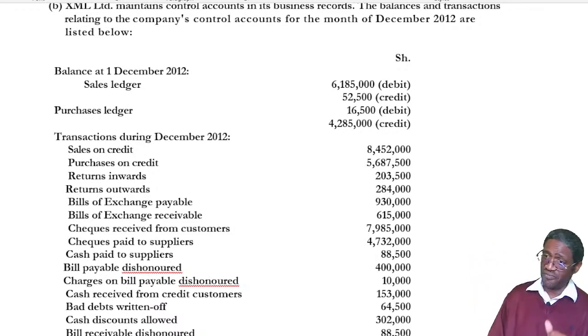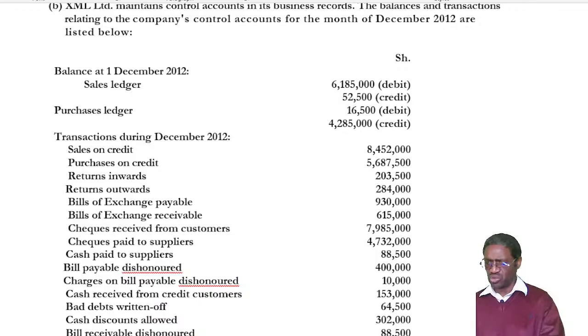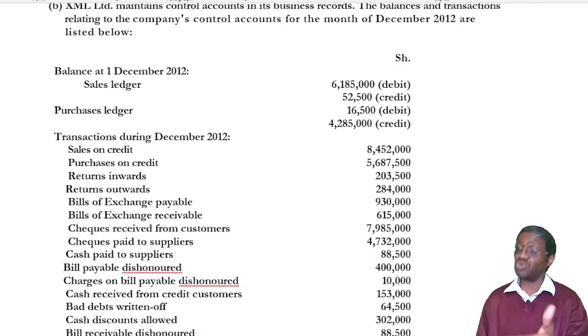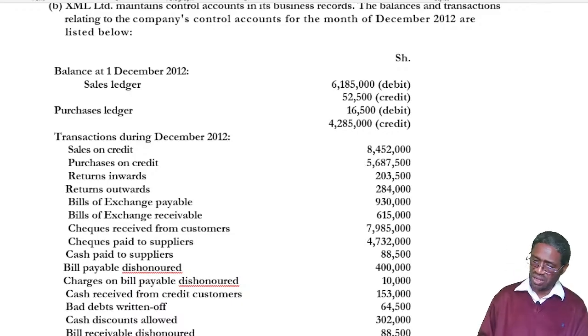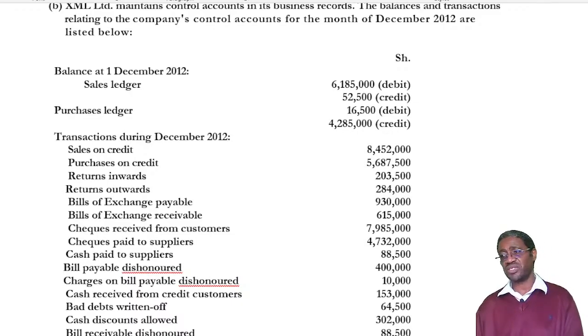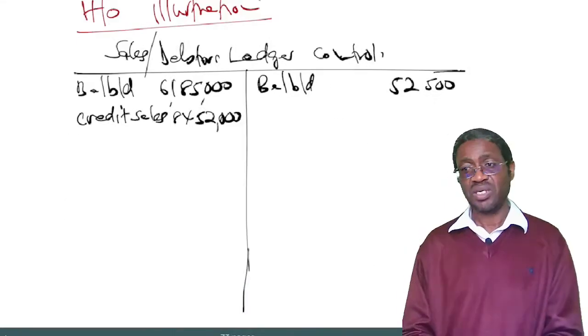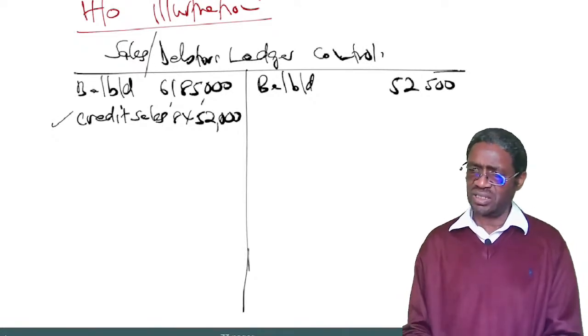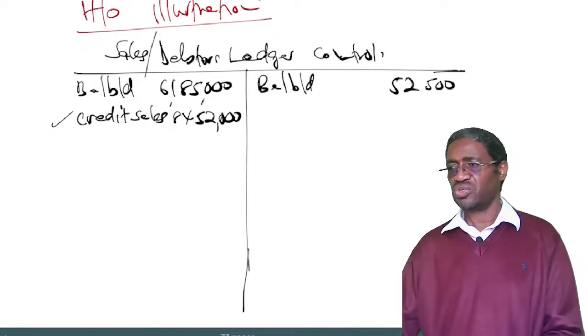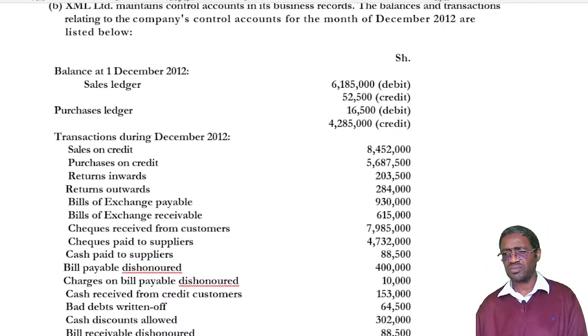Which account does it affect? Does it affect debtors or creditors? It's obvious. For there to be return inwards, we must have sold goods. So for customers to return goods to us, we must have sold them. That affects the debtors account. We go to the debtors account. When we sold goods to debtors, we debited. Now that they are returning, you go and credit. So we are given return inwards of how much?